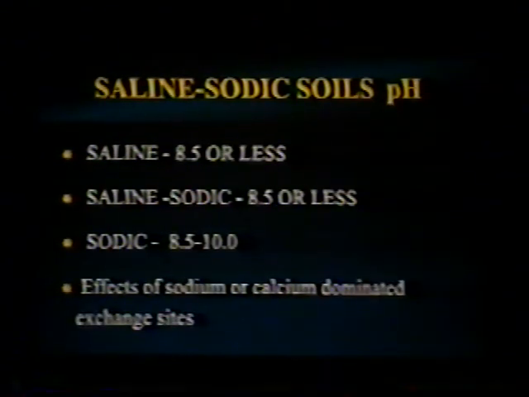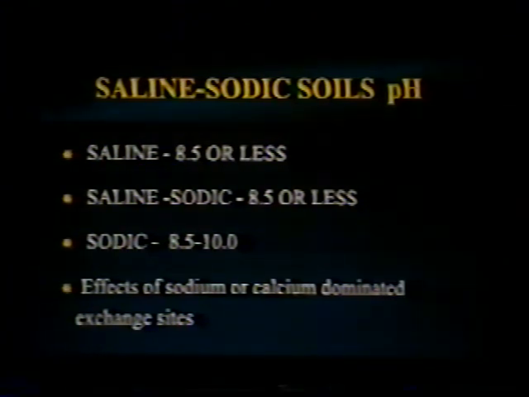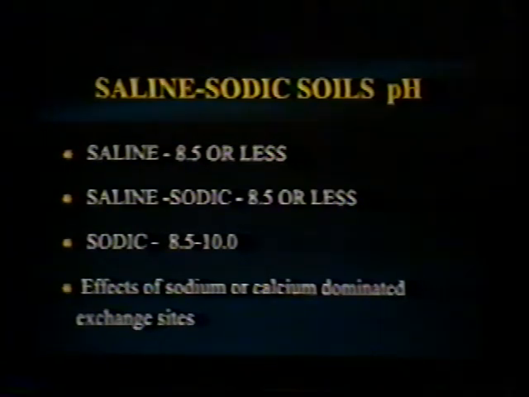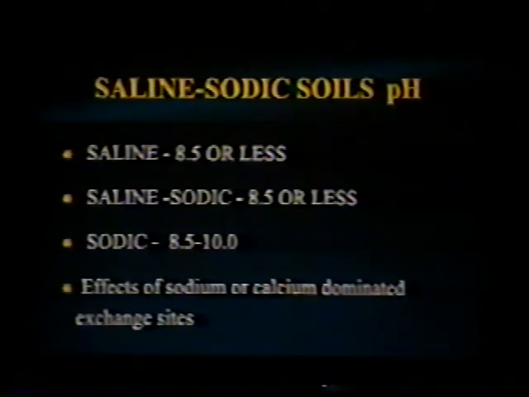What kind of pHs do we get with these things? Again, it depends. If they're saline and not sodic, we oftentimes have a dominant calcium or magnesium chemistry. If we had free calcium carbonate in the soil, the pH associated with that is going to be about 8.2 to 8.5. So typically, a saline soil alone will have a high pH, but it'll be usually less than 8.5.